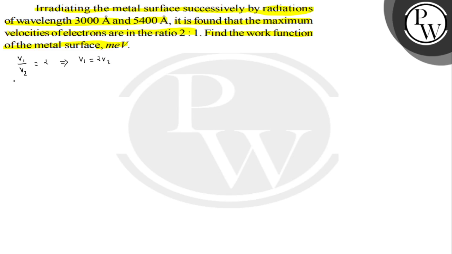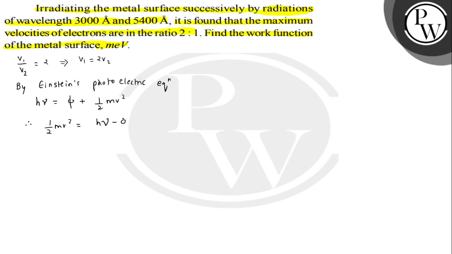Now by Einstein photoelectric equation, h nu is equal to work function plus kinetic energy. From this we can write half m v square will be equal to h nu minus phi. Alright, so this equation we will use further to get the value of phi, that is work function.